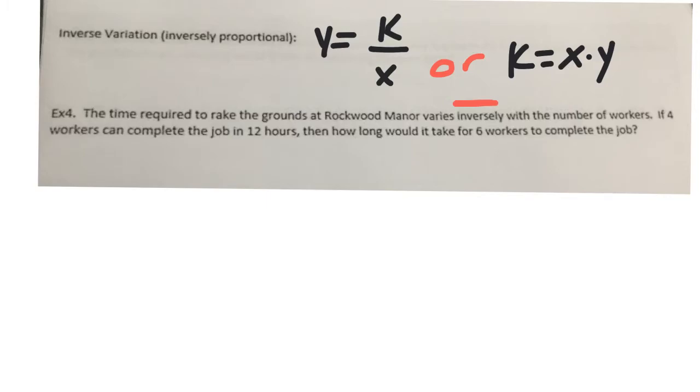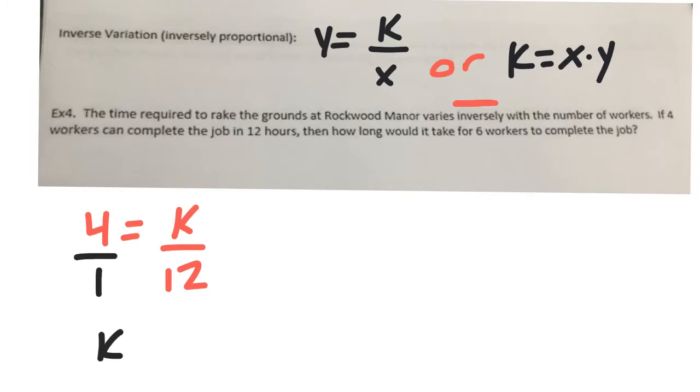I'm dealing with workers and time. So I'm going to let time be equal to my x value. So when I set this up, the number of workers, 4, equals x divided by 12 hours. Okay, then again, we solve and get k by itself. So it tells me k is equal to 48. So the constant of variation this time is 48.